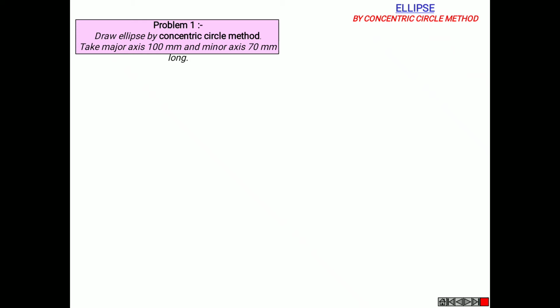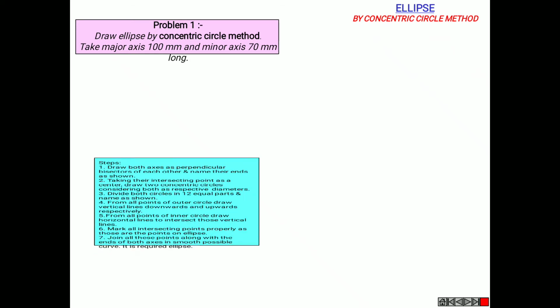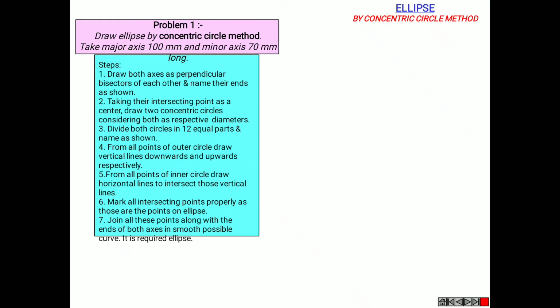By taking major axis 100 mm and minor axis 70 mm long. Firstly, we will see some steps, the procedure to draw the ellipse. See here, you can see steps to draw the ellipse by using concentric circle method. We will see one by one.